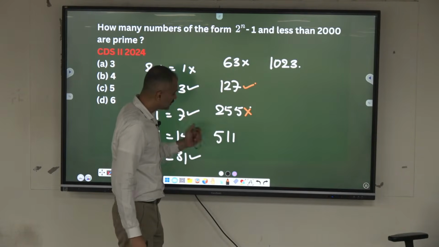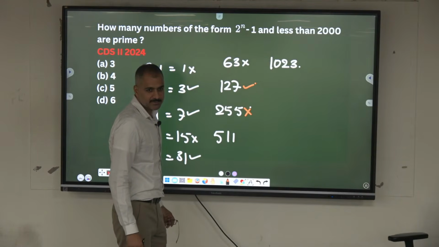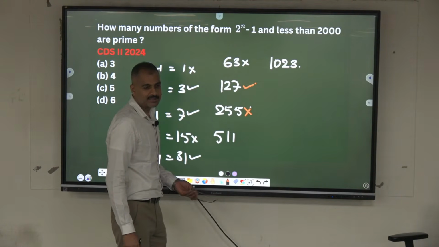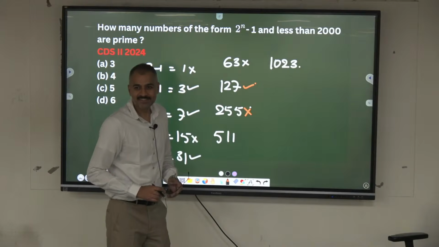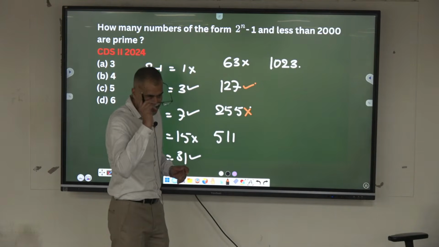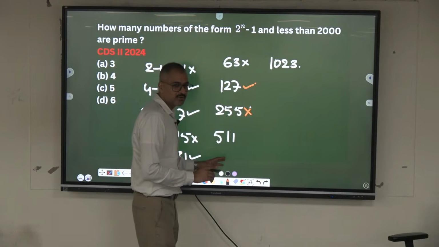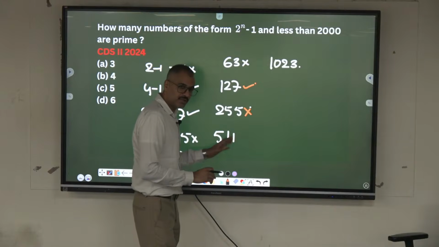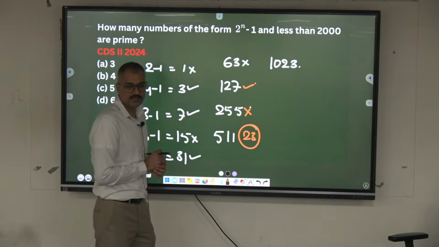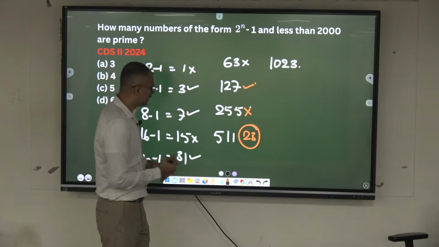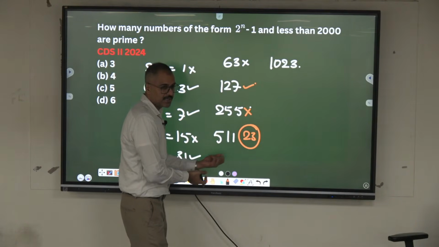511? Tell me the closest perfect square number. 16? 625? Between those, is there none? 22 square. How much is 22 square? Okay, take 23 and check whether this number is divisible by 23. Check. 23, 46, 51, it doesn't divide, right? It is not divisible by 23.